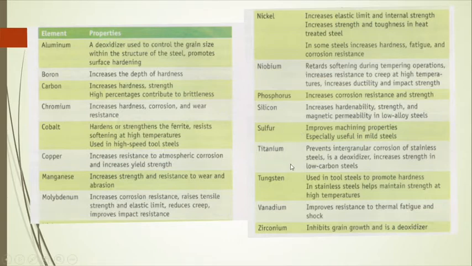Other examples, say titanium. As you have heard before, titanium is being added to the steel. It prevents intergranular corrosion of stainless steel, is a deoxidizer, and increases strength in low carbon steel. So as we know, carbon steels with low carbon have lower hardness. So by adding titanium, it increases the hardness, but at the same time it's a deoxidizer, so it resists the oxidation. It provides protection to the steel.